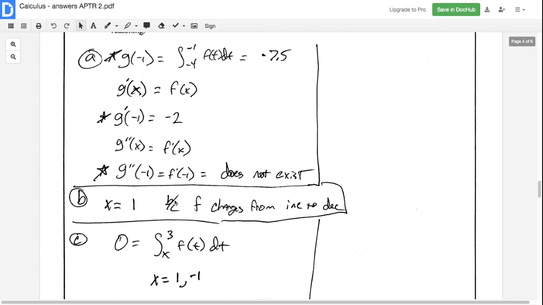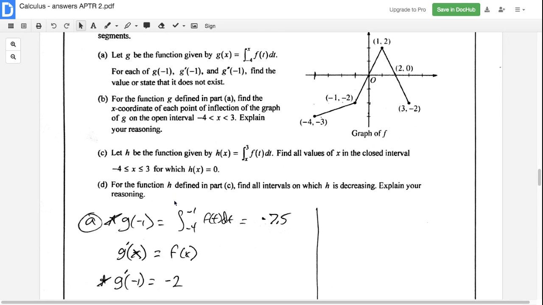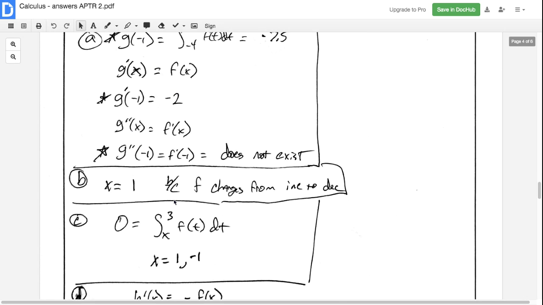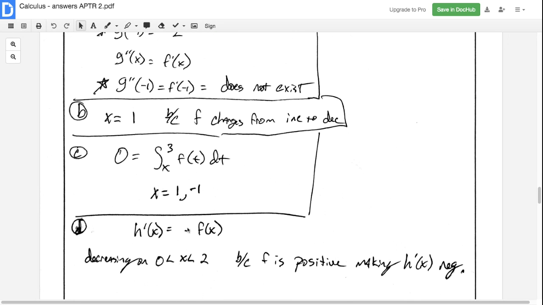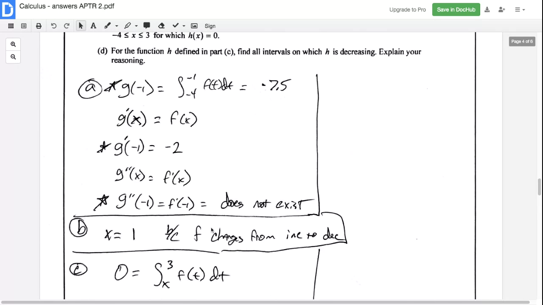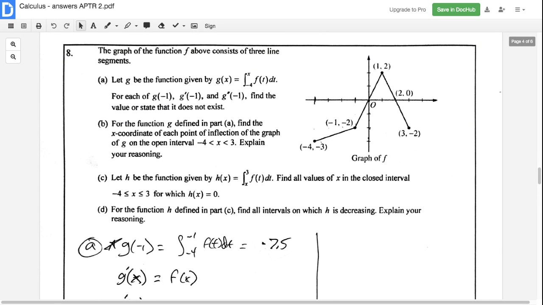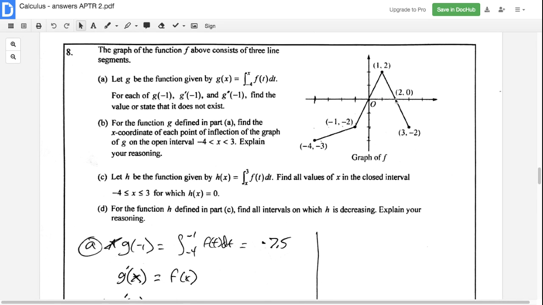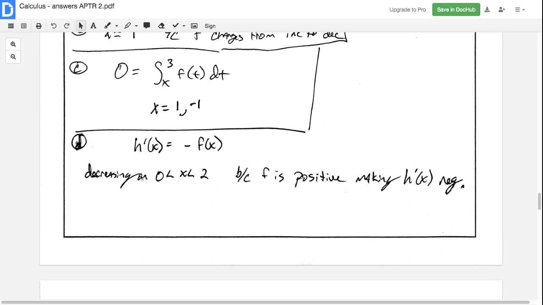If I want h prime to be negative, then I want f to be positive because of this negative. When f is positive, it's going to make it negative. When f is negative, it's going to make it positive. So in order for h to be decreasing, h prime needs to be negative, which means f needs to be positive. A little bit confusing there, but I think you can handle it. The only place f is positive is between 0 and 2. So h is decreasing between 0 and 2 because f is positive, which makes h prime negative.